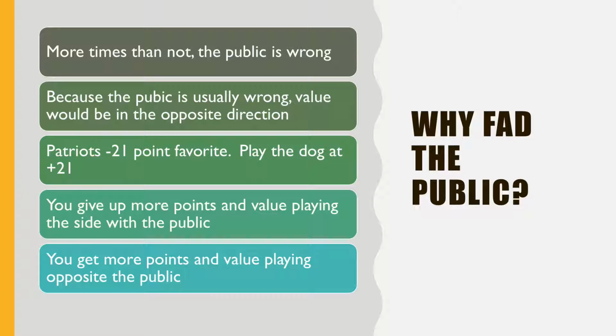Going on to the second one, because the public is usually wrong, value would be in the opposite direction. And we're going to give you an example of that right now. So the Patriots, let's say before the line comes out, the Patriots are a very popular team. They're a good team. However, they're perceived as a safe bet. So the sports books know this. So what they do is they inflate that line.